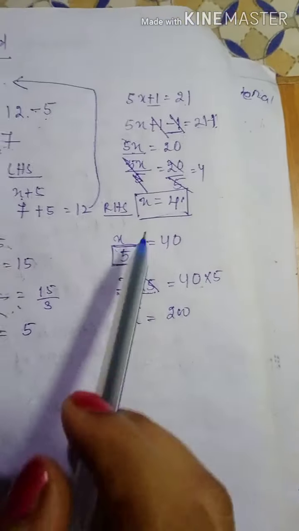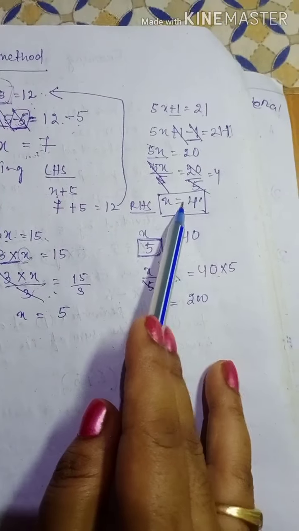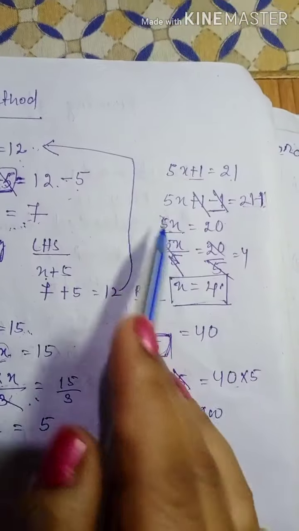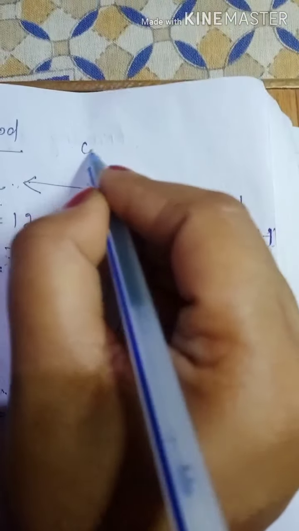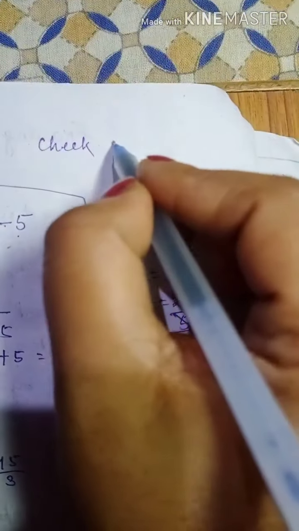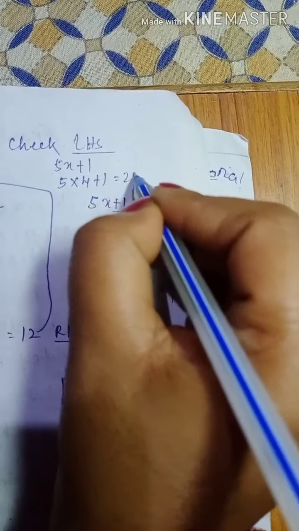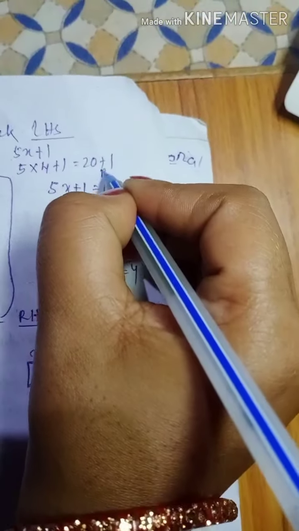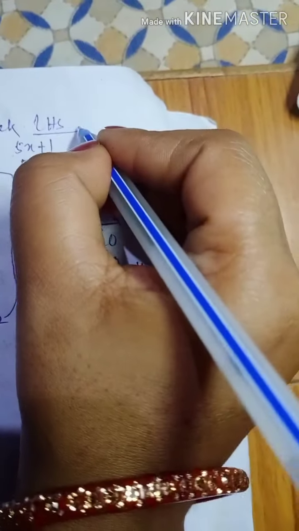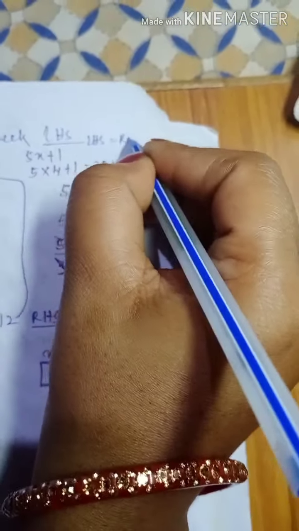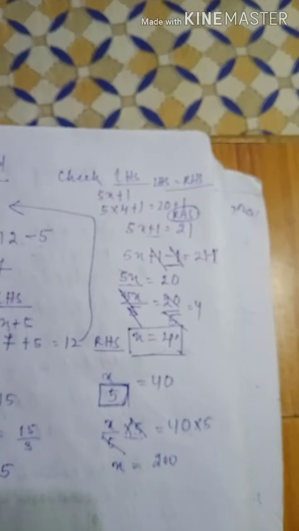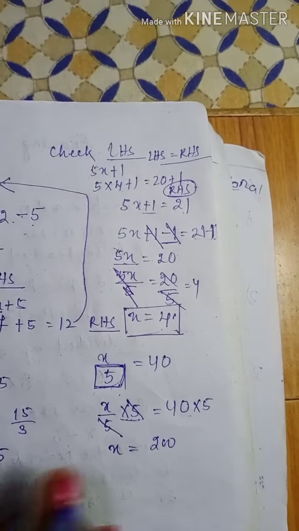After solving the equation, you must check whether they are coming or not. Here I will check. See how you have to check. To check, first you write the LHS. LHS means 5x plus 1. 5 into x, the x value is 4, plus 1. 5 4s are 20 plus 1, 21. That is equal to RHS. So you write here LHS is equal to RHS. Then only your problem will be correct.